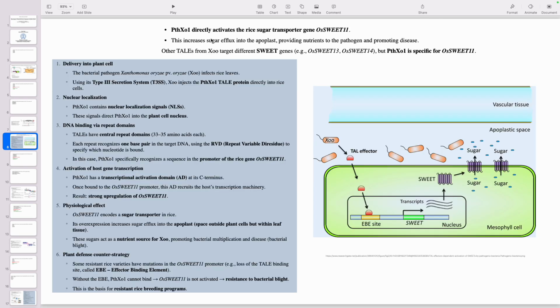So this PTHXO1 directly activates the rice sugar transport gene, which is OS sweet 11. This increases the sugar efflux into the apoplast, which provides nutrient to the pathogen and promotes further infection. The other TALs from Xanthomonas target different sweet genes, such as OS sweet 13 and OS sweet 14, but this PTHXO1 is specific for OS sweet 11.